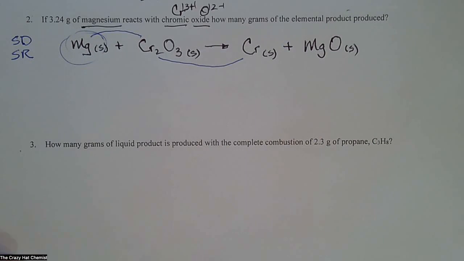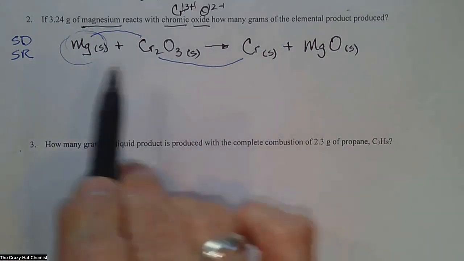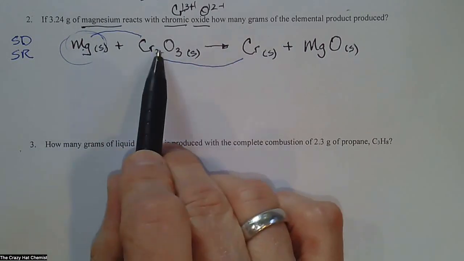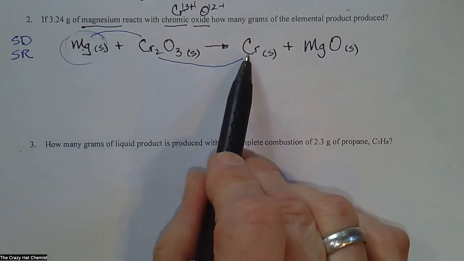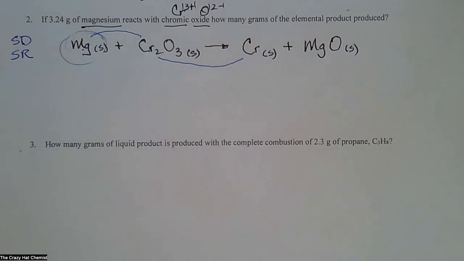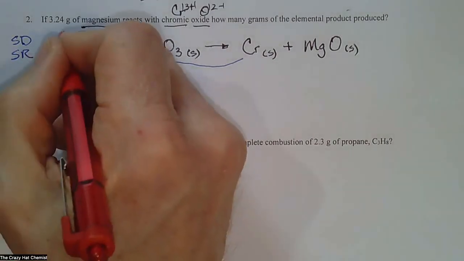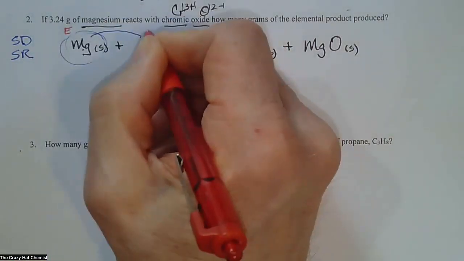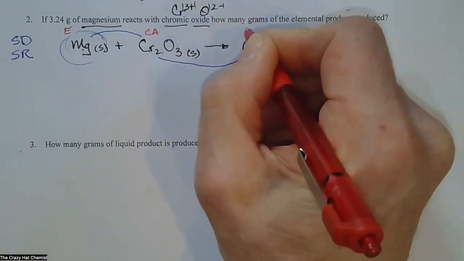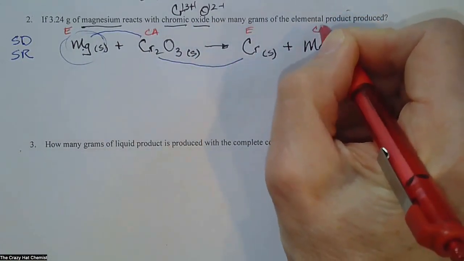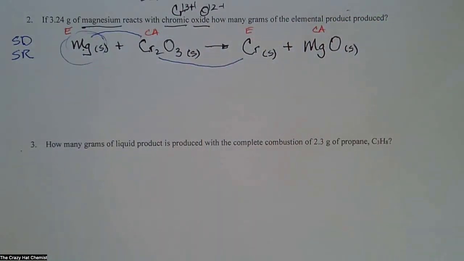All right, so single displacement reaction. The metal displaces the cation or the metal. And now what I need to do is balance this. By the way, this is following single displacement characteristics, and that is an element and a compound, and an element and a compound. Now we're going to balance this.